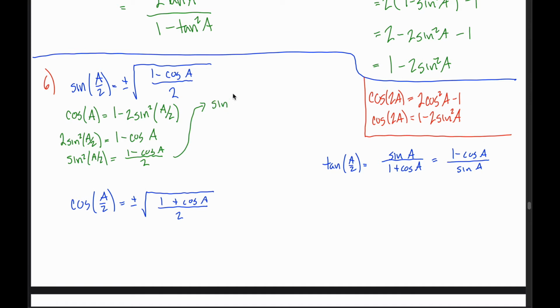And then remember, when you take the square root of both sides of an equation, you got to put in a plus or minus. So I get the sine of a over 2 is either plus or minus the square root of 1 minus cosine of a over 2.